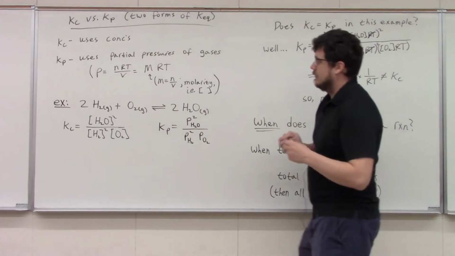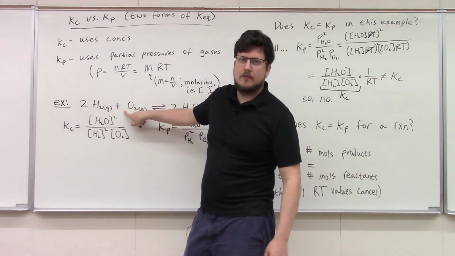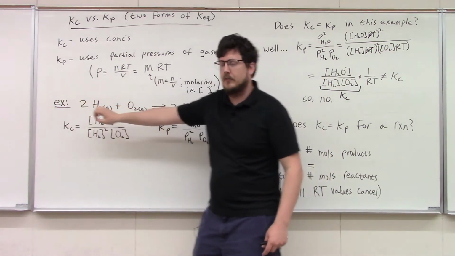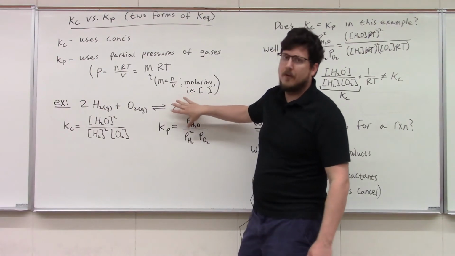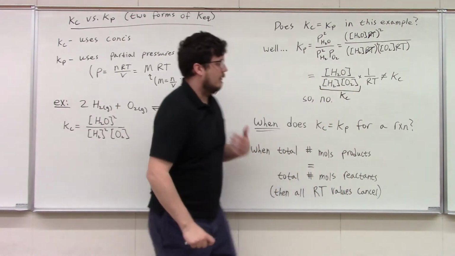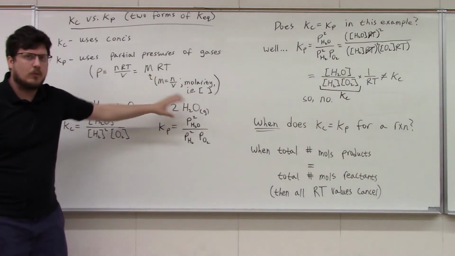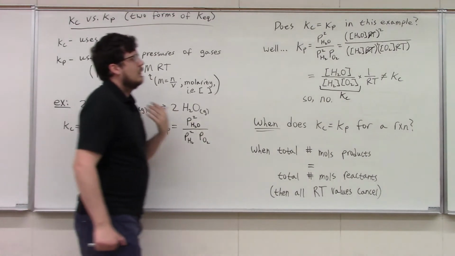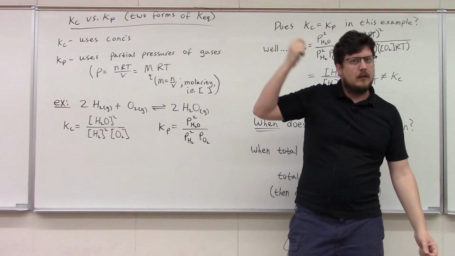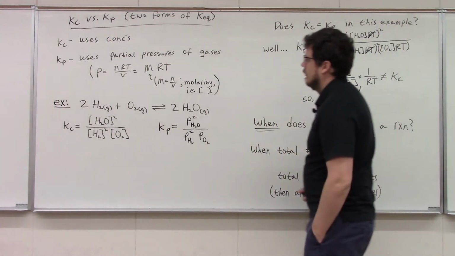And the reason is I have 1, 2, 3 moles of reactant gases total. There's 3 moles of stuff on the left-hand side in this reaction. But there's only 2 moles of stuff on the right-hand side. And so all of my RTs don't cancel out. But if I had a situation where I had 3 and 3, or 2 and 2, 1 and 1, Kc will equal Kp. But if they are not equally balanced, then it changes. They change from each other.